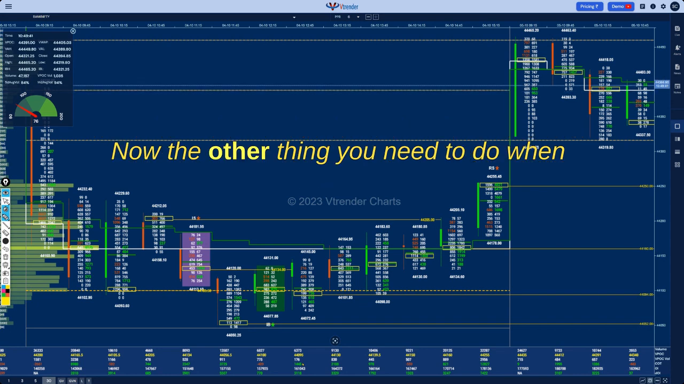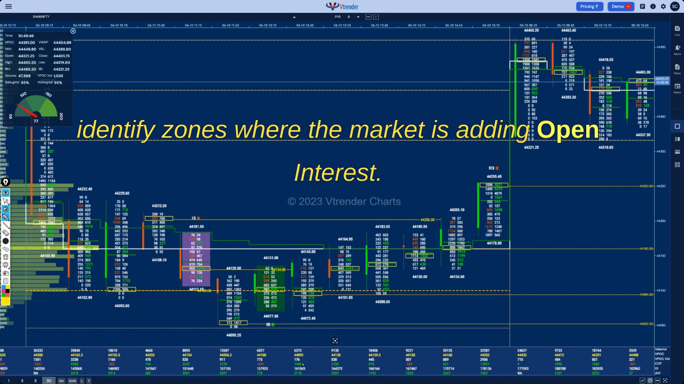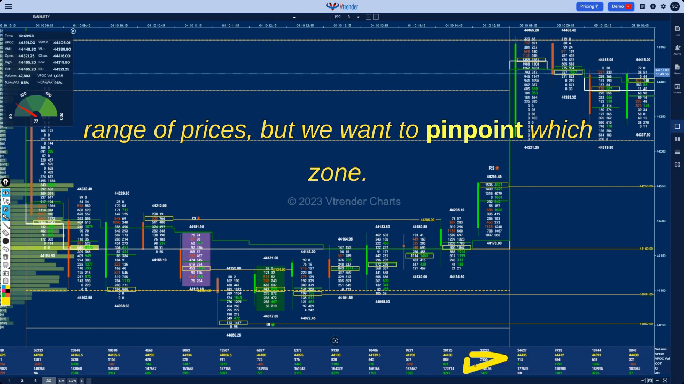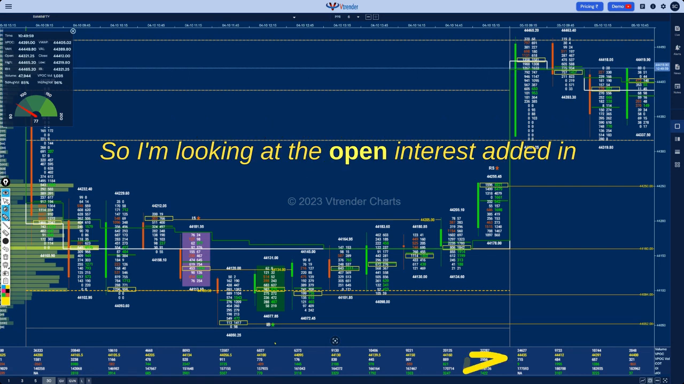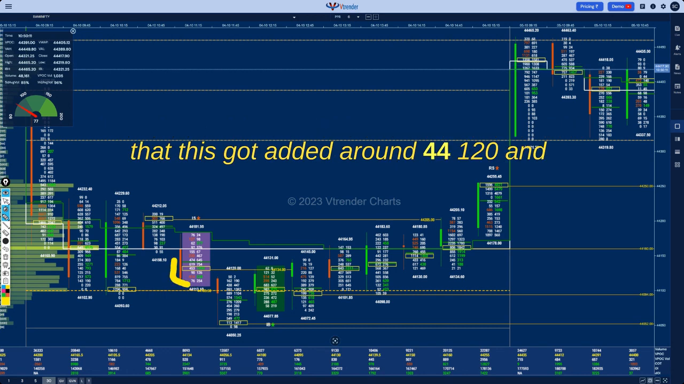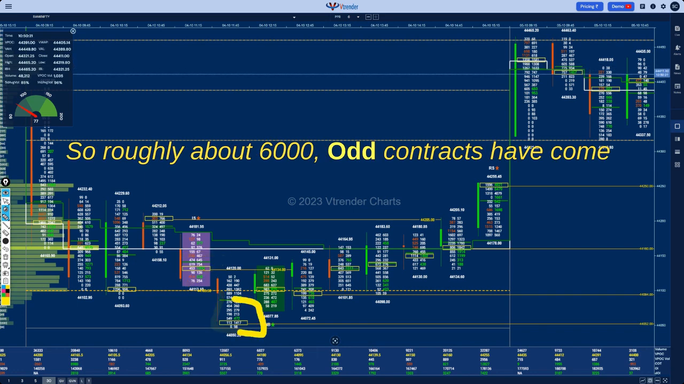The other thing you need to do when you're tracking open interest closely is identify zones where the market is adding open interest. For us, this 30,000 addition yesterday is over a range of prices, but we want to pinpoint which zone it got added in. So I'm looking at the open interest added in these bars. This was 3,980 contracts and 5,500 contracts from my order flow, added around 44,120, and it got added further around 44. About 6,000 odd contracts have come in there.